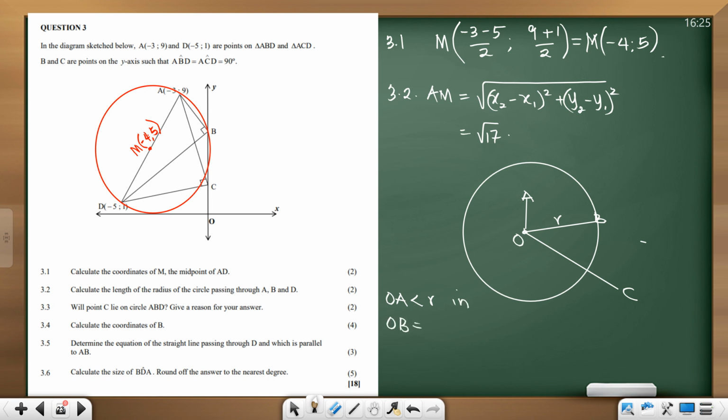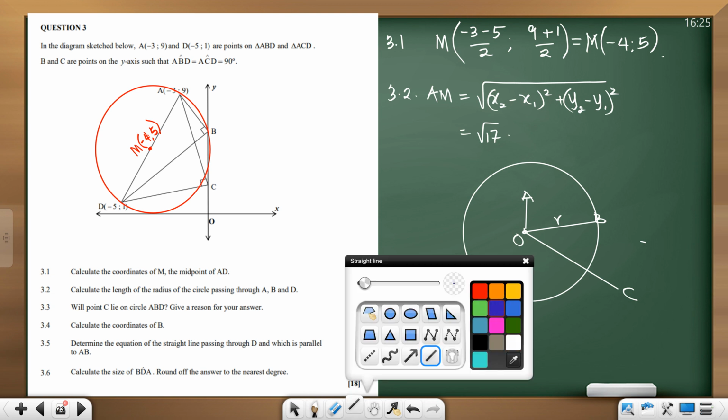OB is equal to R, so this would be on the circle. The distance OC is definitely greater than R, so it should be outside of the circle. So if the examiner wants us to check if point C lies on the circle, what do we need to do?